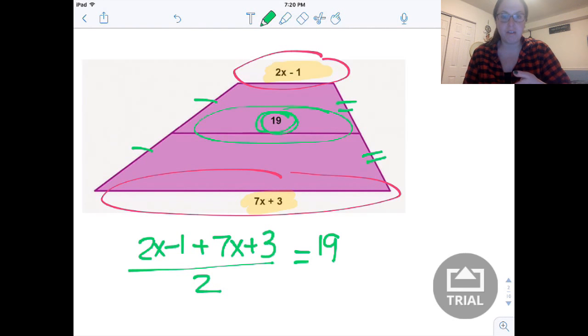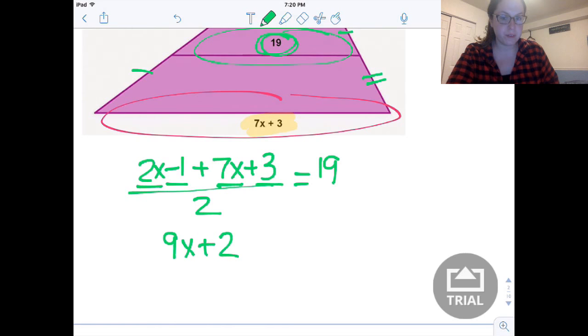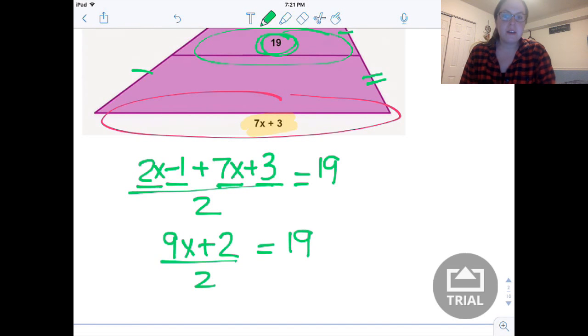There's more than one way to do this, but the way that I typically do is I'll start by combining my like terms in my numerator. So 2x plus 7x would give me 9x. Minus 1 plus 3 would give me plus 2. Divided by 2 equals 19. I have some students who like to divide both sides by 2. They use the Miss Blakely trick, right? Divide this by 2 and divide that by 2 because you love dividing.